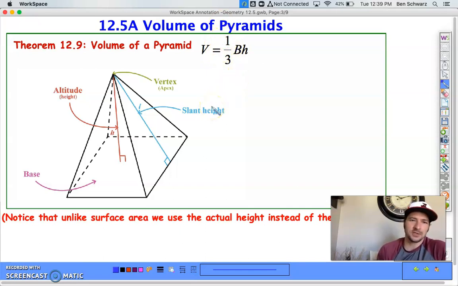One thing you want to pay attention to is that before with pyramids, we used the slant height. Okay, with volume, so that was surface area, we use slant height, right? That's part of the surface area. With volume, we're going to use the actual height. That has to make a right angle with the vertex up here and the base. So this is the height right here.